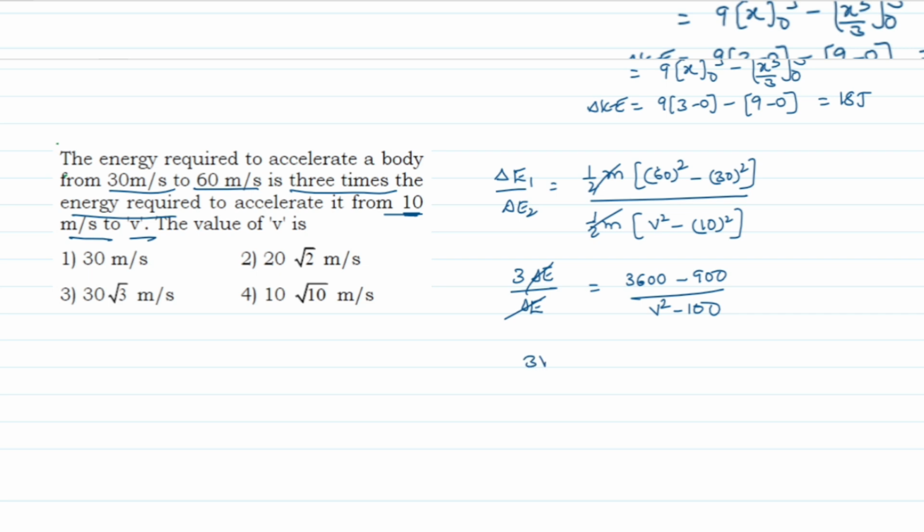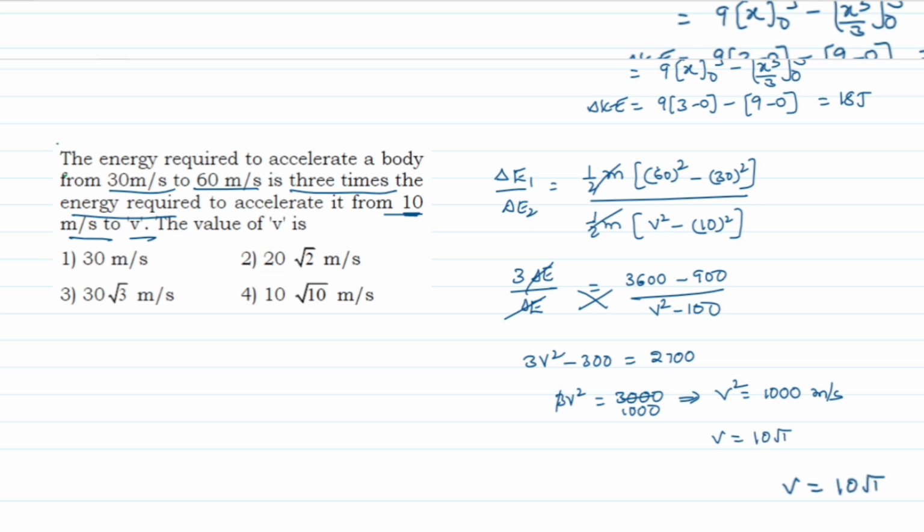Then cross multiply: 3V square minus 300 equals 3600 minus 900, which is 2700. So 3V square equals 3000, and V square equals 1000, so the velocity is 1000 meter per second. We can also write this as 10 root 10. This is 10 root 10 meter per second, which is the correct answer.